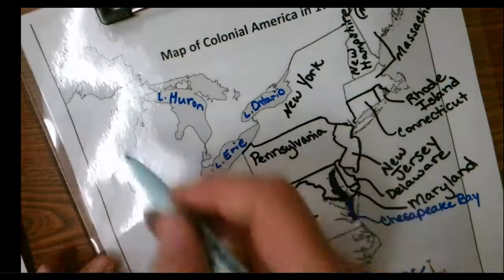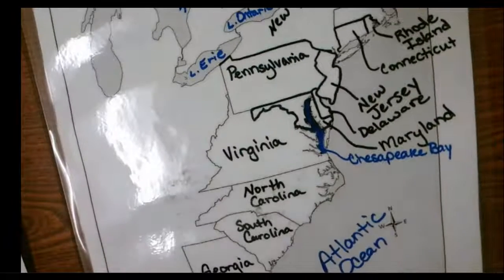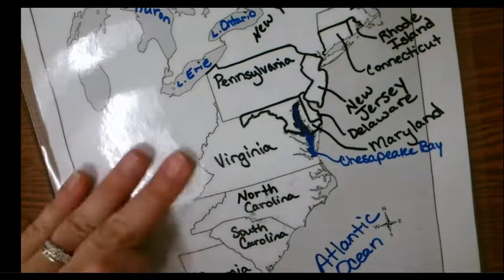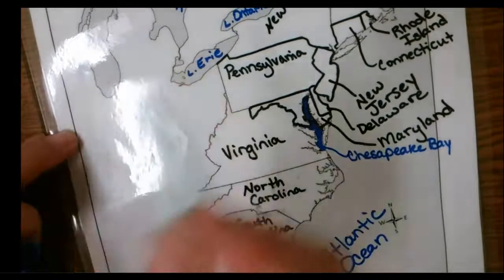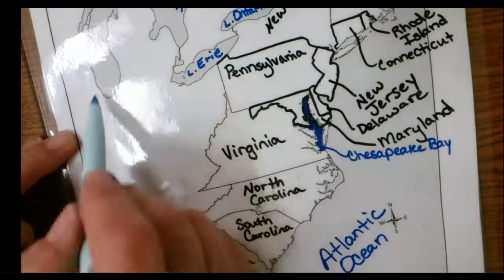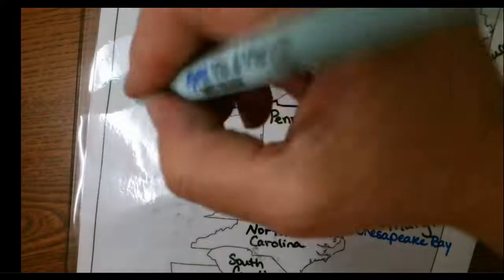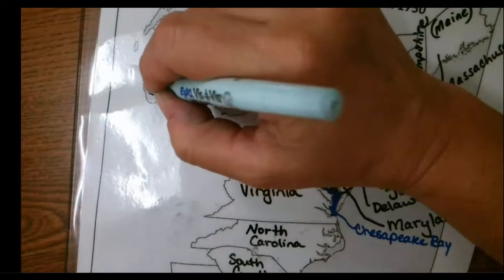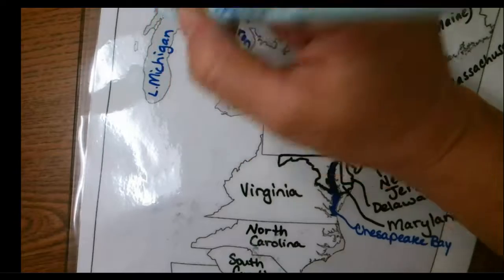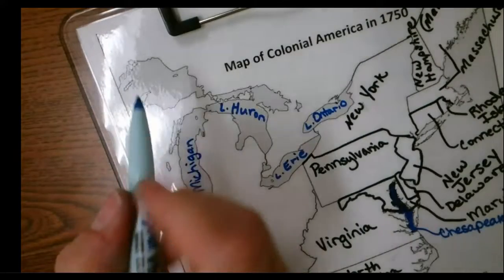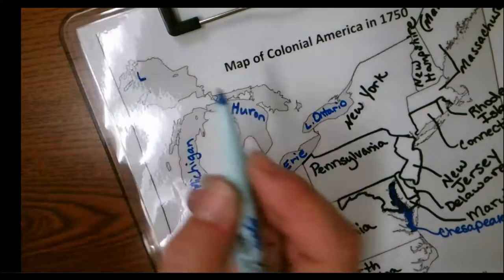So if you notice, all the gray on the map is water. The white is land. This one is Lake Michigan. It forms the boundary of Michigan today. And then this one here is Lake Superior.